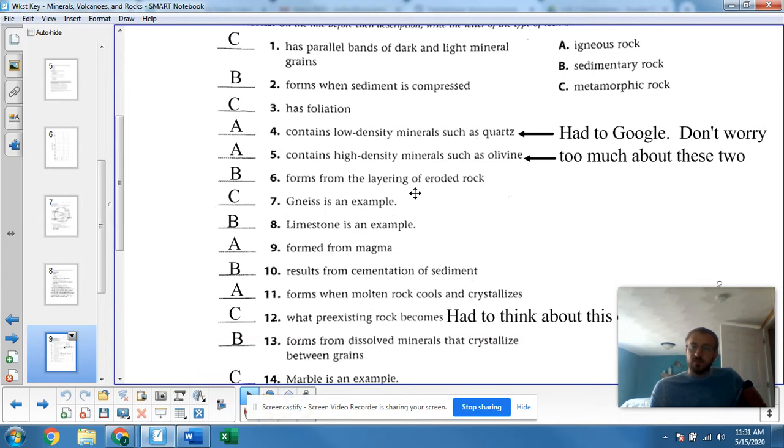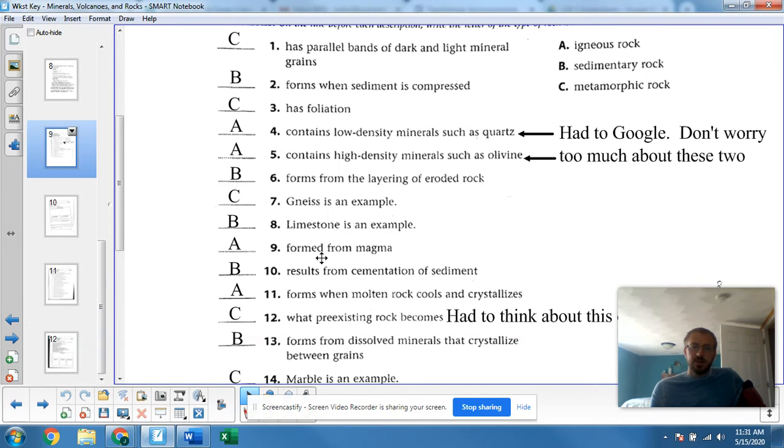Eroded rock, so from layering of eroded rock, which means it's sediments that have been moved somewhere else, so that's sedimentary. Then these ones that had specific names, I looked up on my rock ID chart, and gneiss is metamorphic. Limestone is sedimentary. Formed from magma, definitely igneous.